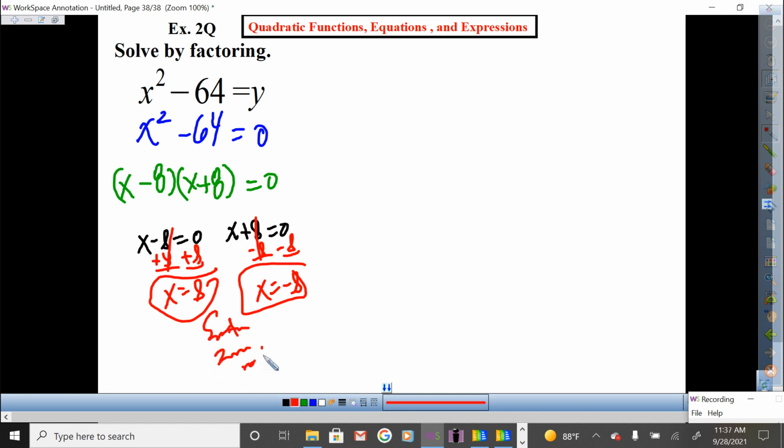Zeros, roots, and x-intercepts. Tell me if you're comfortable with these. Yeah, we got this. Yeah?